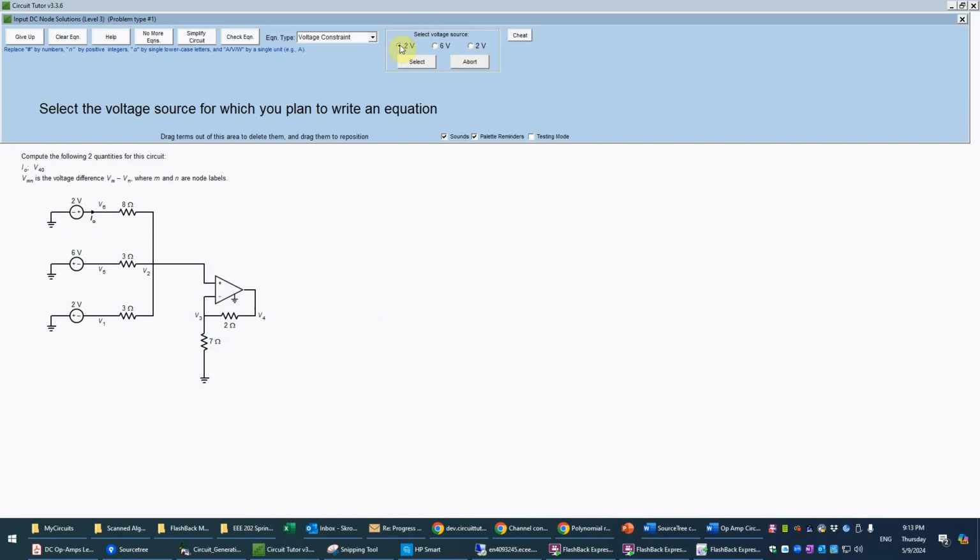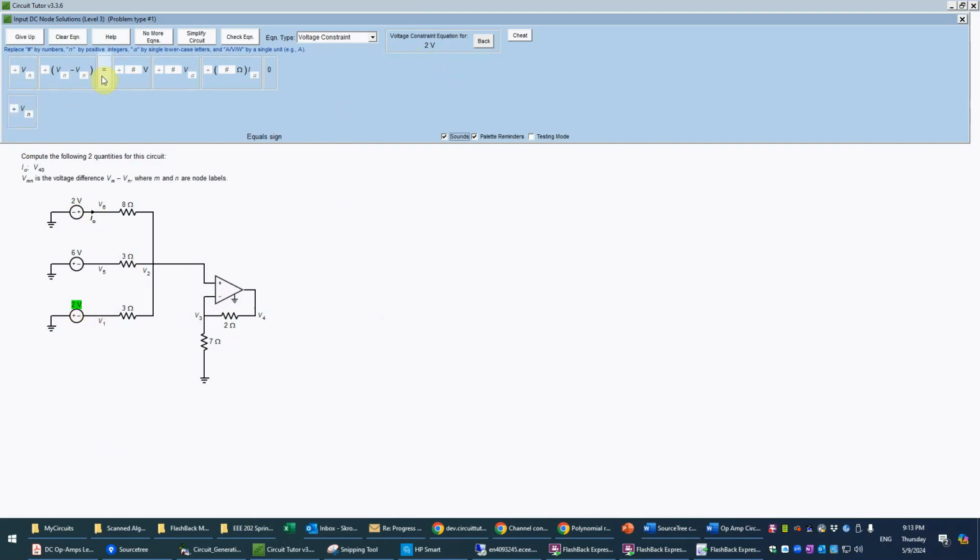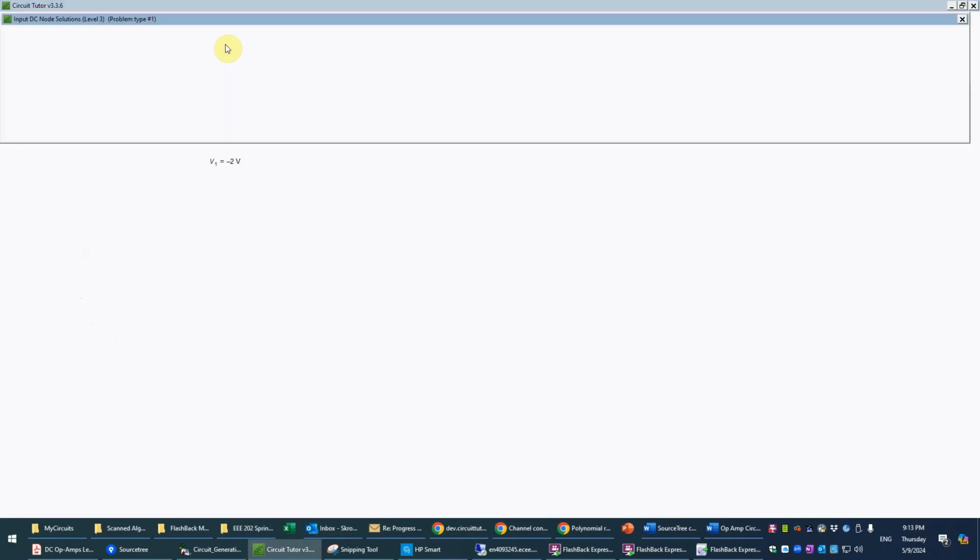So let's select the 2 volt source first, which is the bottom one here. And it highlights this so we know that. And that basically fixes the value of V1. And it fixes it at a certain value, so we'll put in that term there. So V1 basically is going to be given by negative 2 volts here because of the polarity of that source. Or in other words, 0 minus V1 equals 2, and that's equivalent to this. So we'll check that equation.